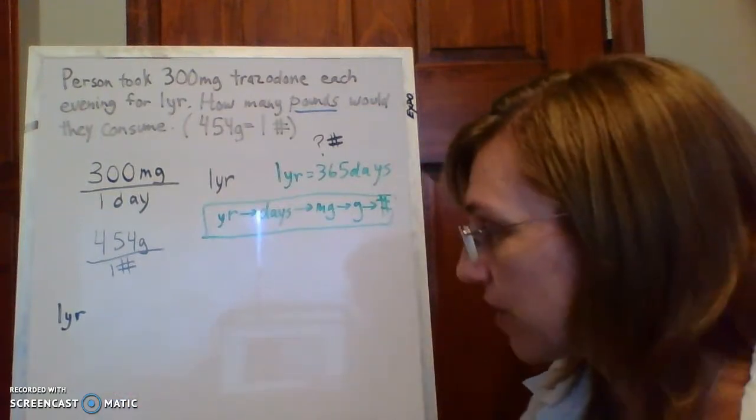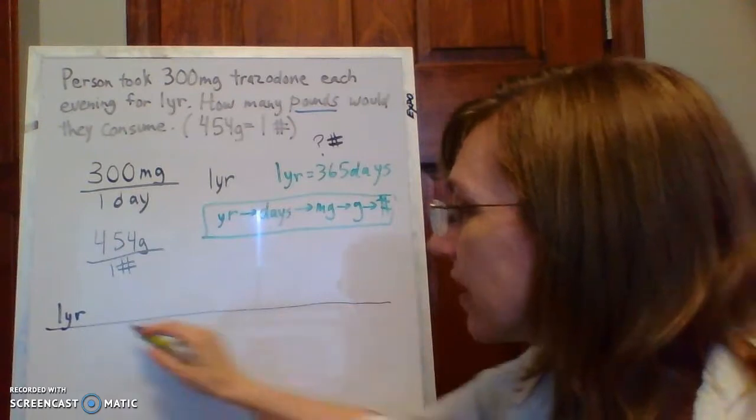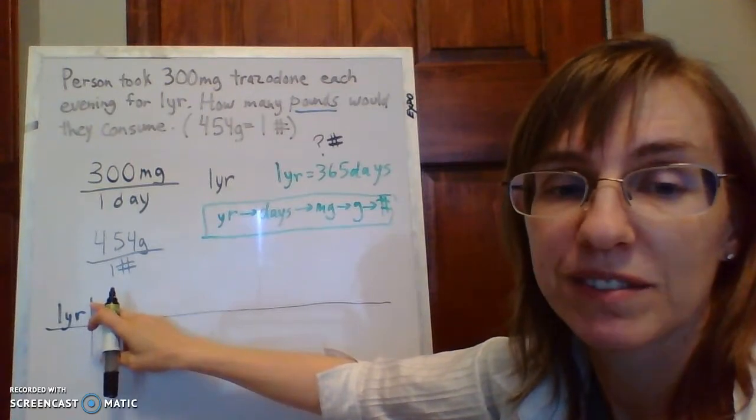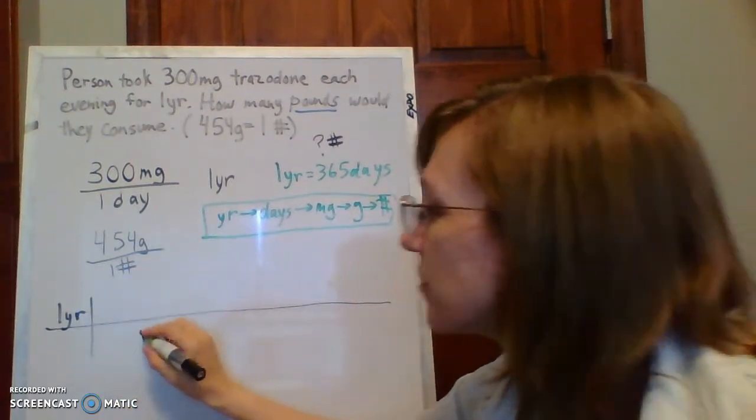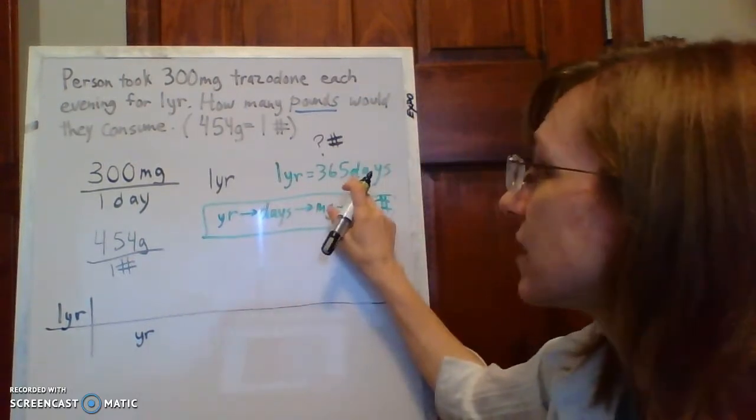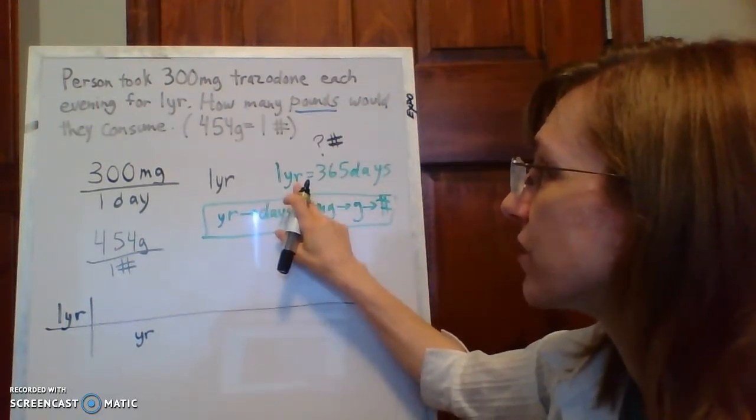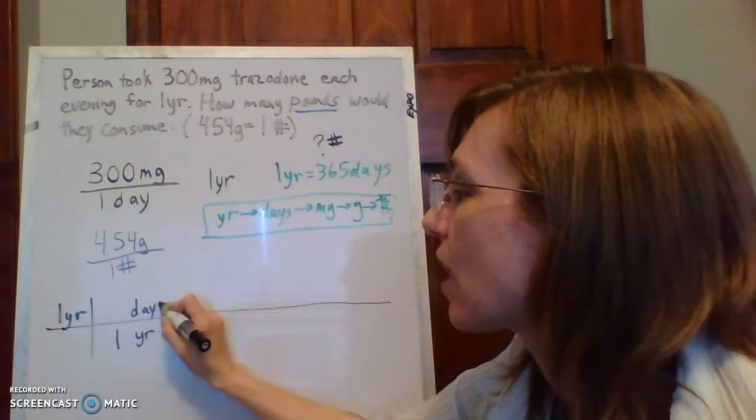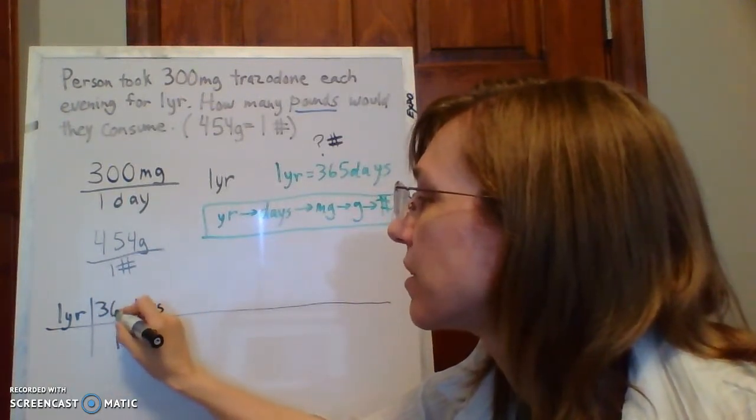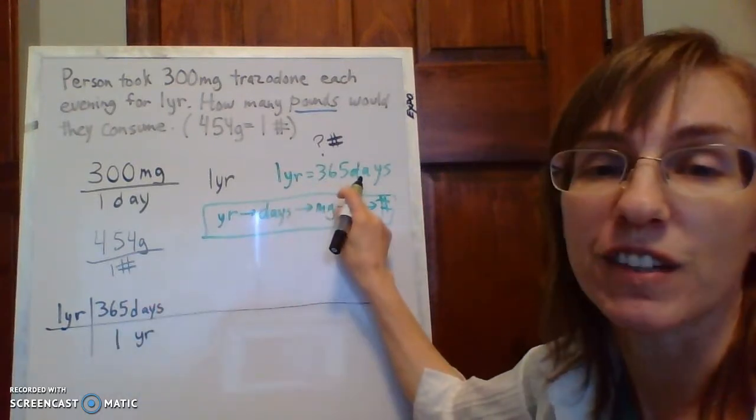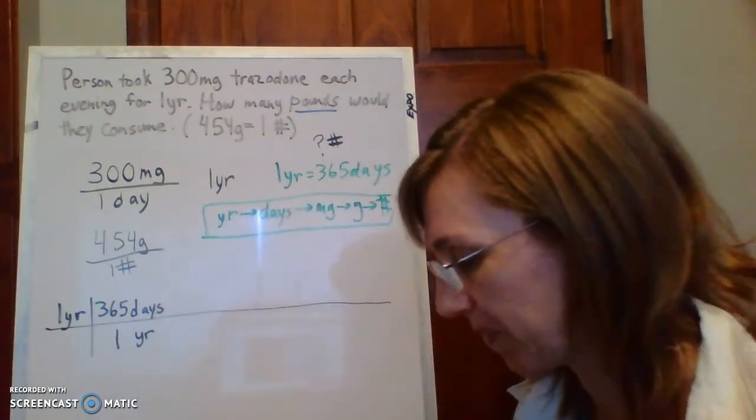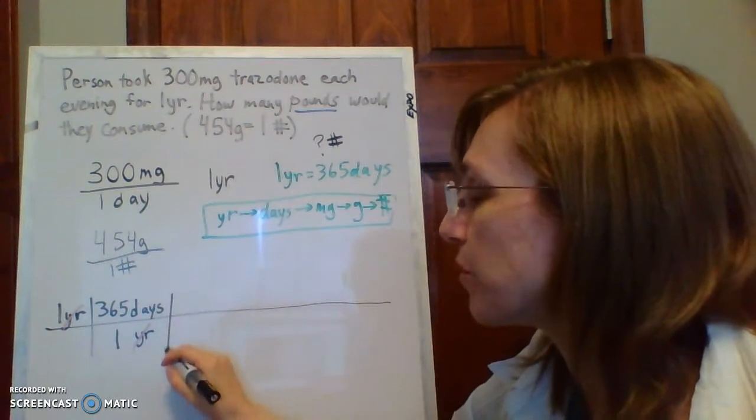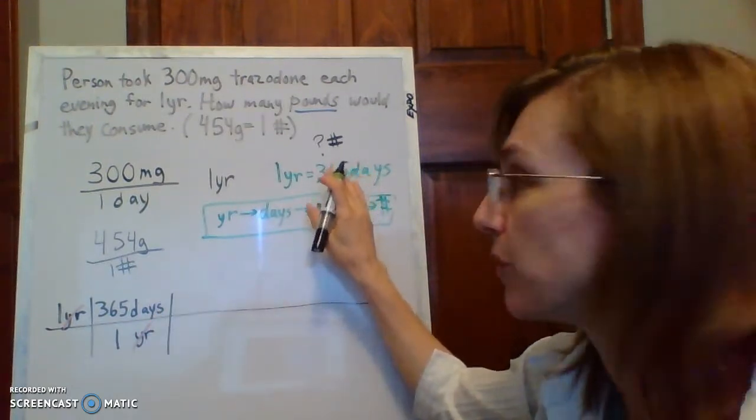We said we're starting with years, so let's go ahead and get our grid up there. If years are in the top, where do years have to be to cancel out? Well, they have to be in the bottom. So we're going to put our years in the bottom. We said we're using this conversion factor first to convert from years to days. We've got 1 year. We want to go to days, so days is going to be in the top. And the number that's associated with it is 365. We cancel those units out, years and years. We're going to end up with days. That's not what we're looking for yet, so we have to keep going.